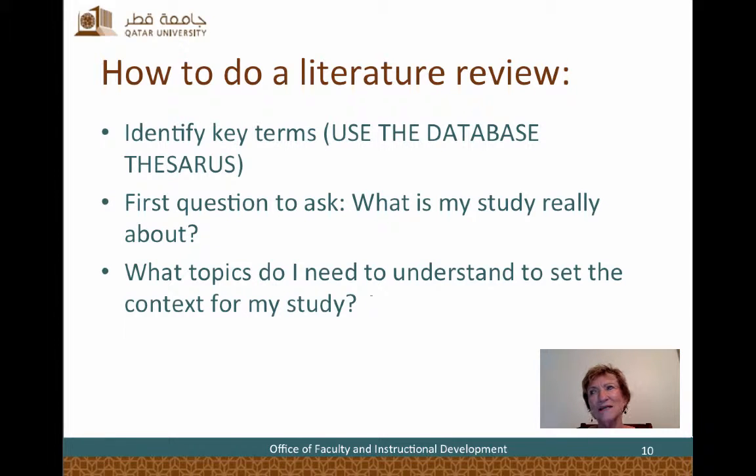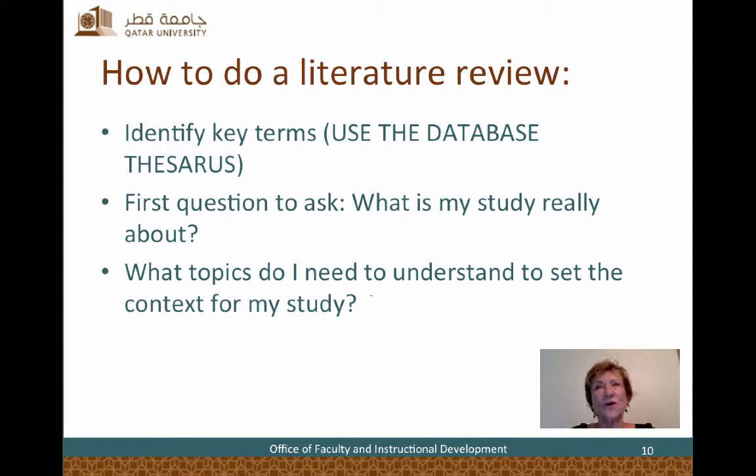When I did my own dissertation, it was with the American Indians in the U.S., the Indian tribes in the U.S., and a popular term at that time was to refer to them as Native Americans. I put in Native Americans, and I could find very little meaningful research. So I went to the thesaurus and found that the academic search term for this population was American Indian, not Native American. And suddenly I had access to the research that was out there.